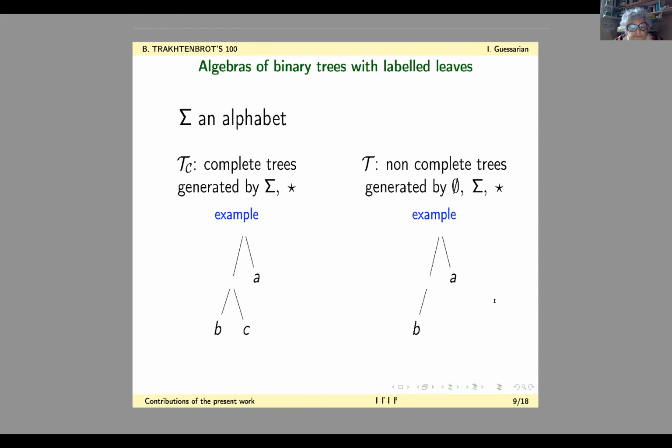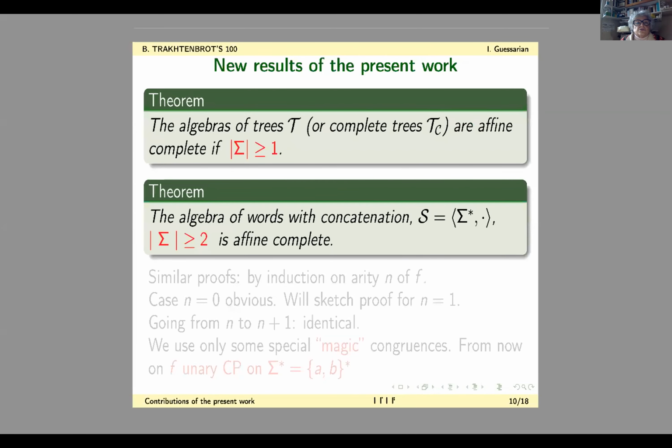So the results of our present work are the following. The algebras of binary trees with labeled leaves are affine complete as soon as the alphabet of labels has at least 1 element. Second, the problem we started with originally: the algebra of words with concatenation is affine complete as soon as it has at least 2 generators. The proofs are very similar. They are by induction on the arity of f.